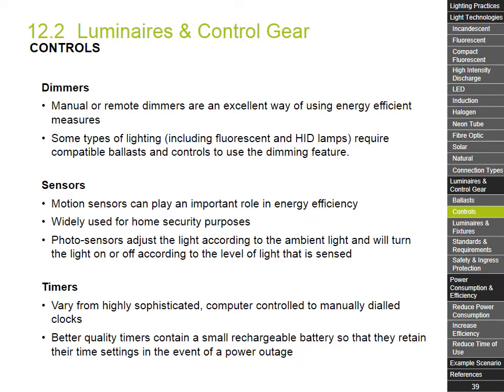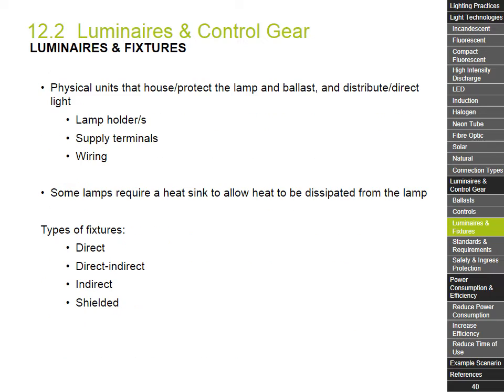High-quality timers contain a small rechargeable battery so that they can retain the same time settings in the event of a power outage. Luminaires or fixtures are the physical units that house the lamp and distribute light or direct the light in different ways. They also serve to protect the lamp from the environment depending on the application. Other electrical components of a luminaire include the lamp holder, power supply terminals, and associated wiring. These components must be appropriate for the insulation class and extra low voltage fault protection.